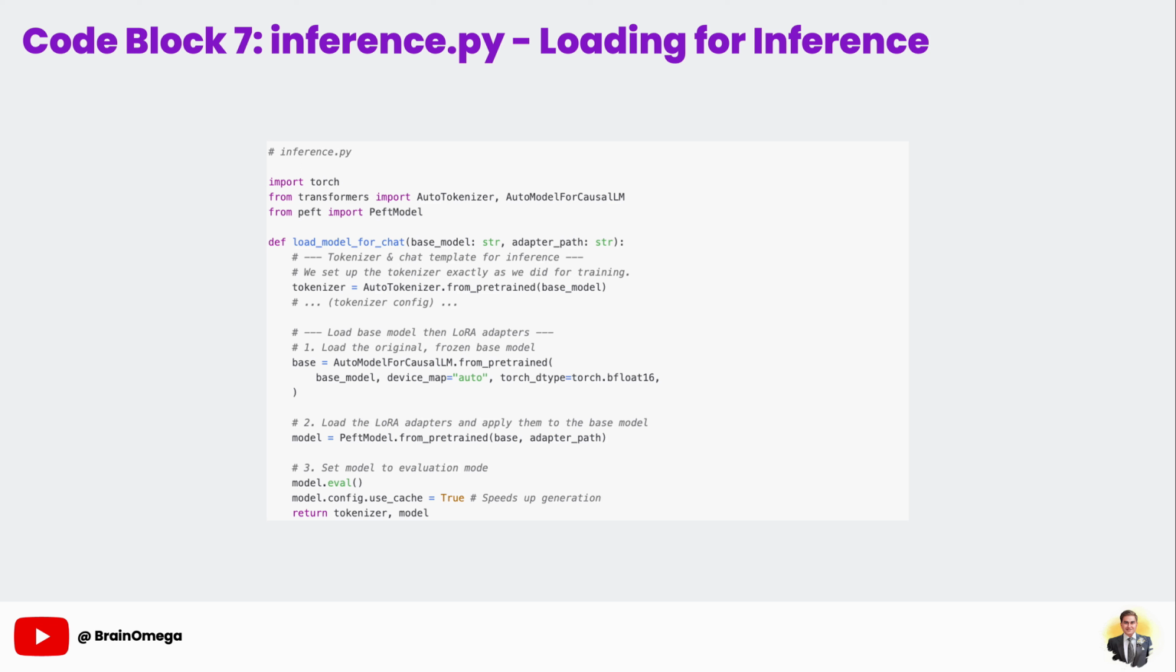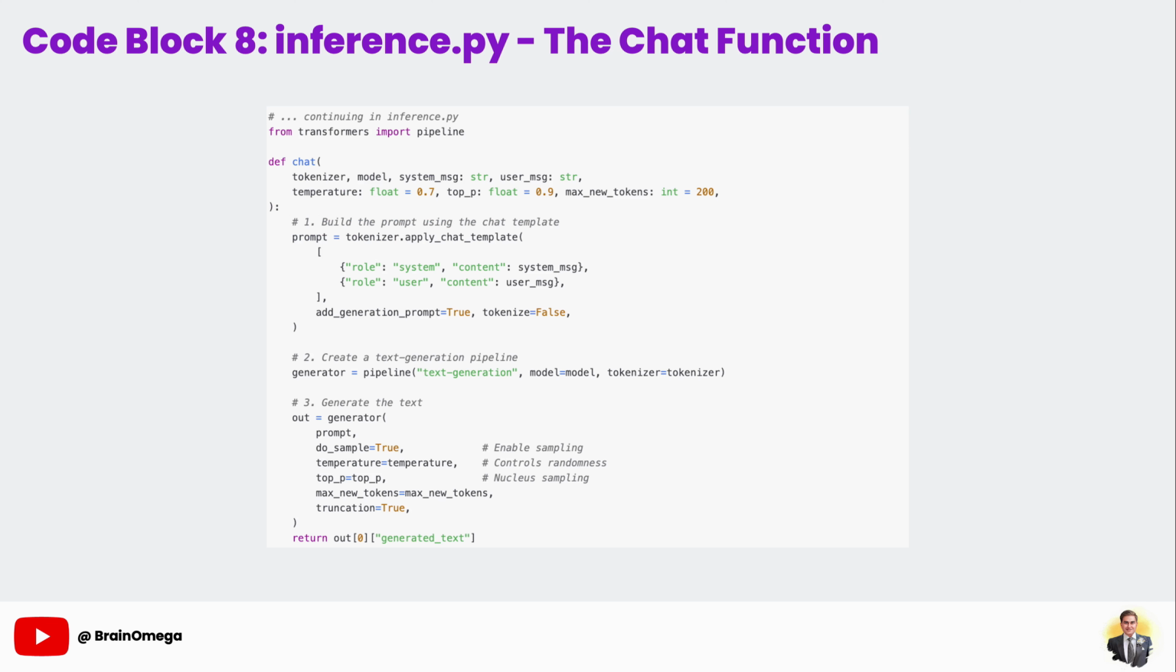Finally, we switch the model into evaluation mode with model.eval. This turns off things like dropout. We also set use_cache equals true, which is an optimization that allows the model to reuse computations for past tokens, significantly speeding up the generation of long responses. With our model loaded, the chat function handles the process of generating a single response.